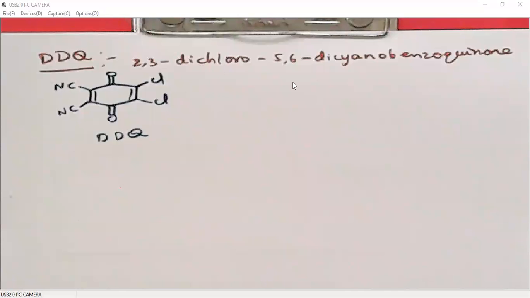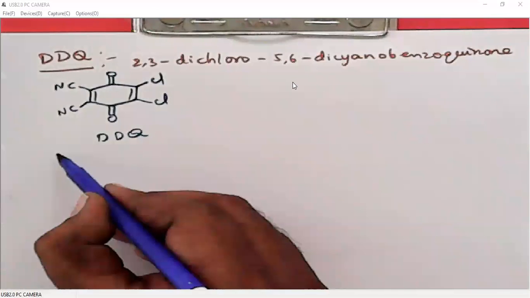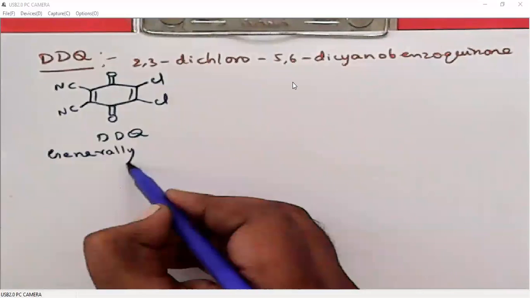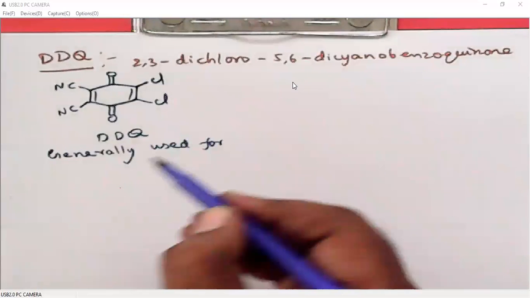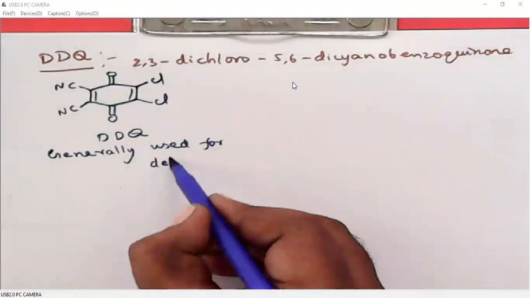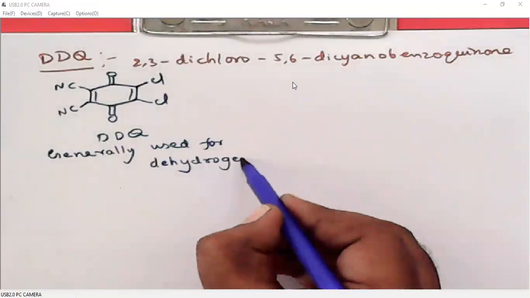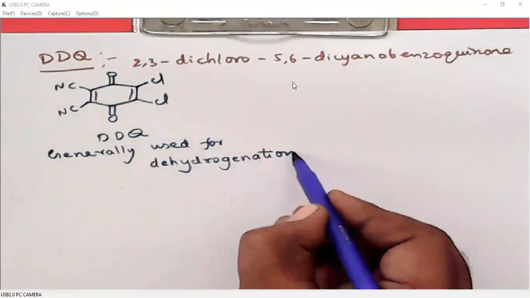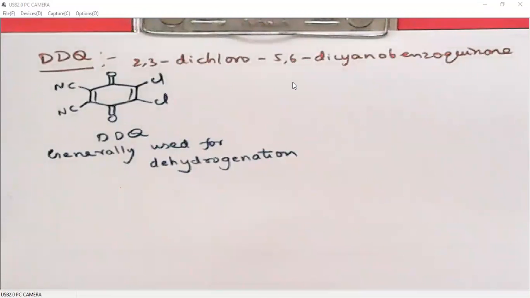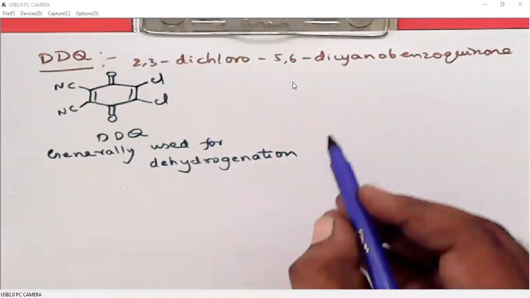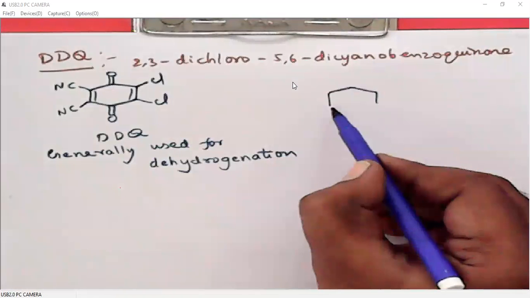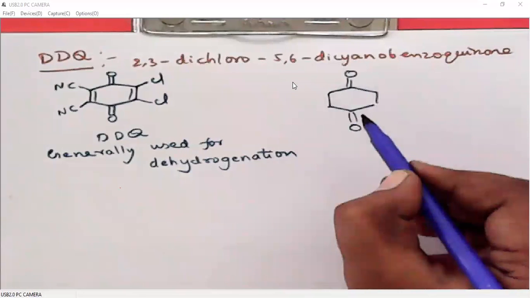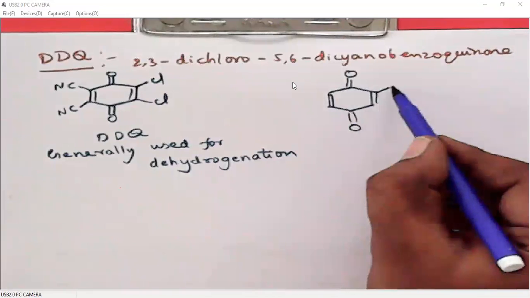So this is DDQ. This is generally used for dehydrogenation. That means removal of two hydrogens from two adjacent atoms so that it generates a double bond between the two atoms. A similar reagent is chloranil. What is chloranil? Chloranil is similar to DDQ, but we will have all chlorine groups.